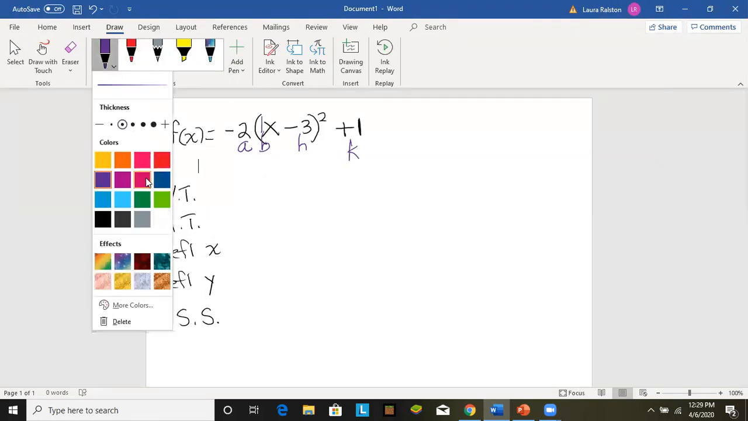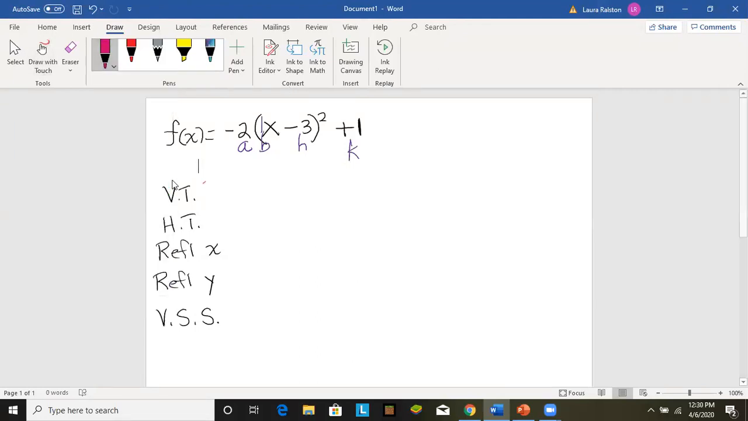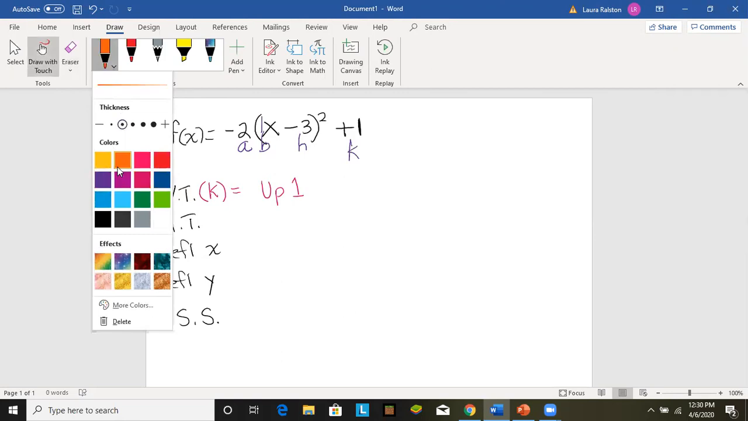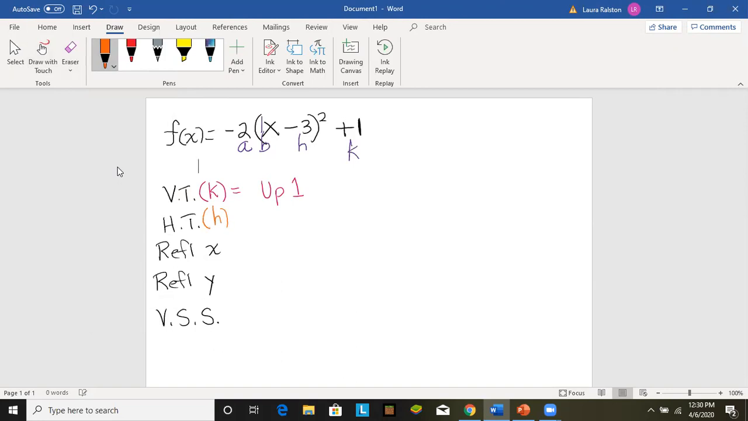Remember that the vertical translation is determined by K. And since K is +1, we're going to go up 1 unit. My horizontal translation is determined by H. Okay, but we want to avoid a sign error, so I'm going to go off over here to the side. X minus 3 equals 0, and I'm going to solve for X. So X equals 3. So it's a positive 3, so that tells me I'm going to go right 3 units.